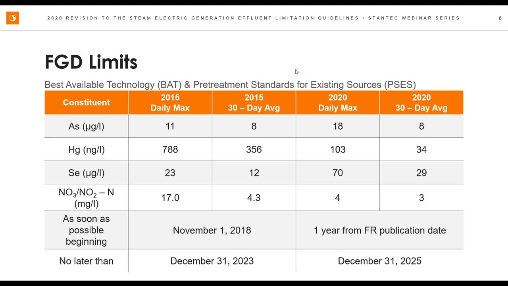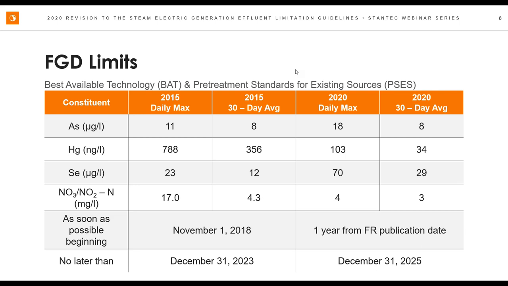So as we go through here, I'm sure those of you that have scanned the rule have gone straight to the back pages and looked at the tables. The key numbers I always think are your 30-day average values given the analytical turnaround. Arsenic on the 30-day rolling average really didn't change. It remained at 8 parts per billion. But as you can see, the daily max went from 11 to 18 to allow for more variability. On mercury, we dropped the decimal place there. We went from 356 parts per trillion down to 34 parts per trillion.